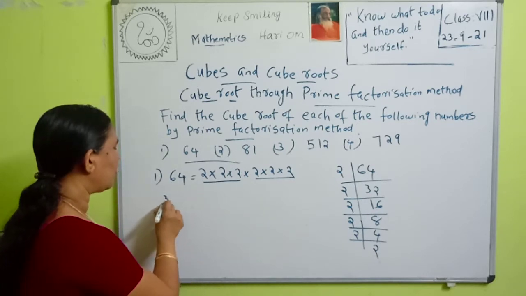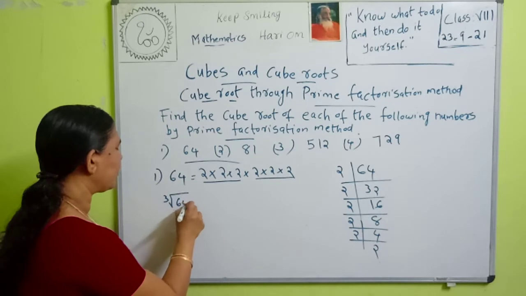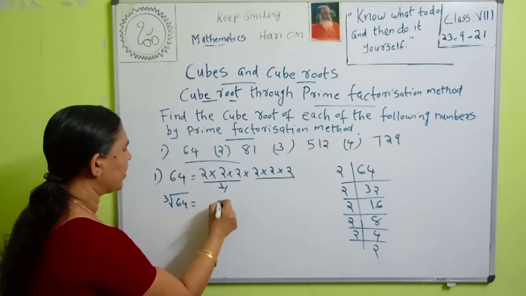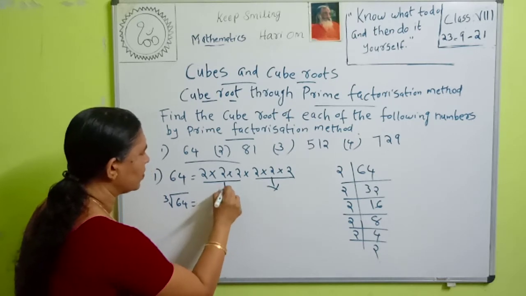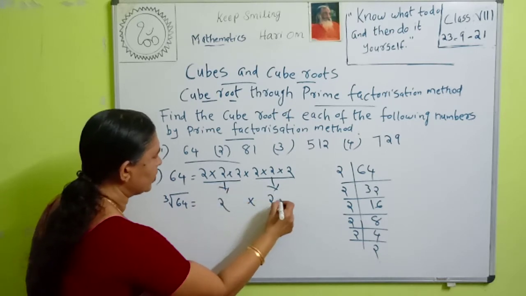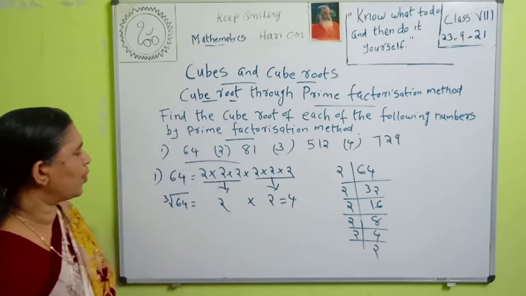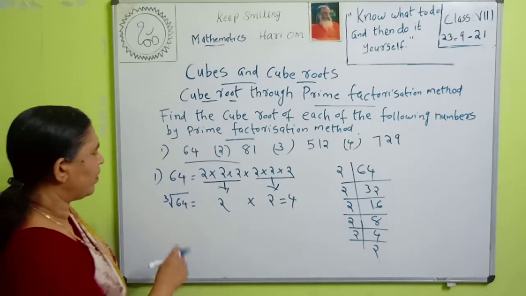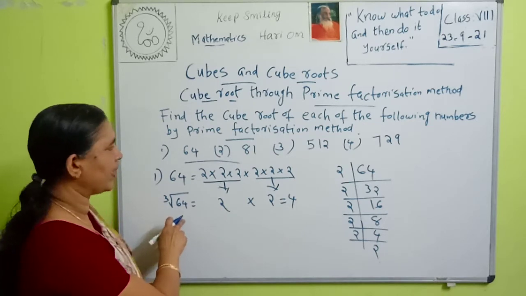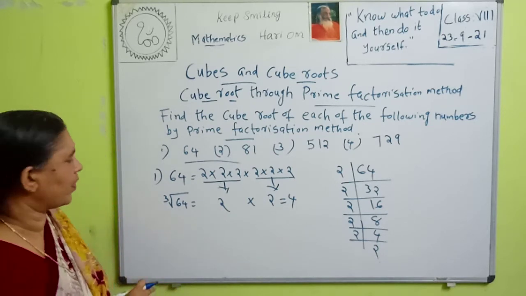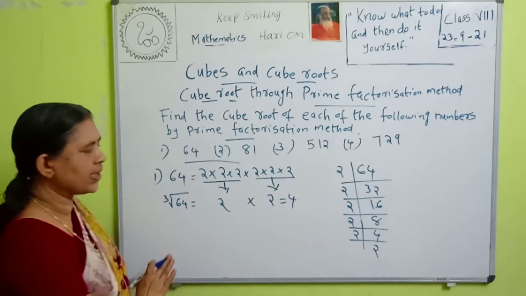Then the cube root of 64 is equal to, from here you take 1, 2. From here also you take 1, 2. 2 into 2, that is 4. Then what is the cube root of 64? If we multiply 4 three times, then you will get 64. 4 into 4 is 16, 16 into 4 is 64. Therefore, the cube root of 64 is equal to 4.